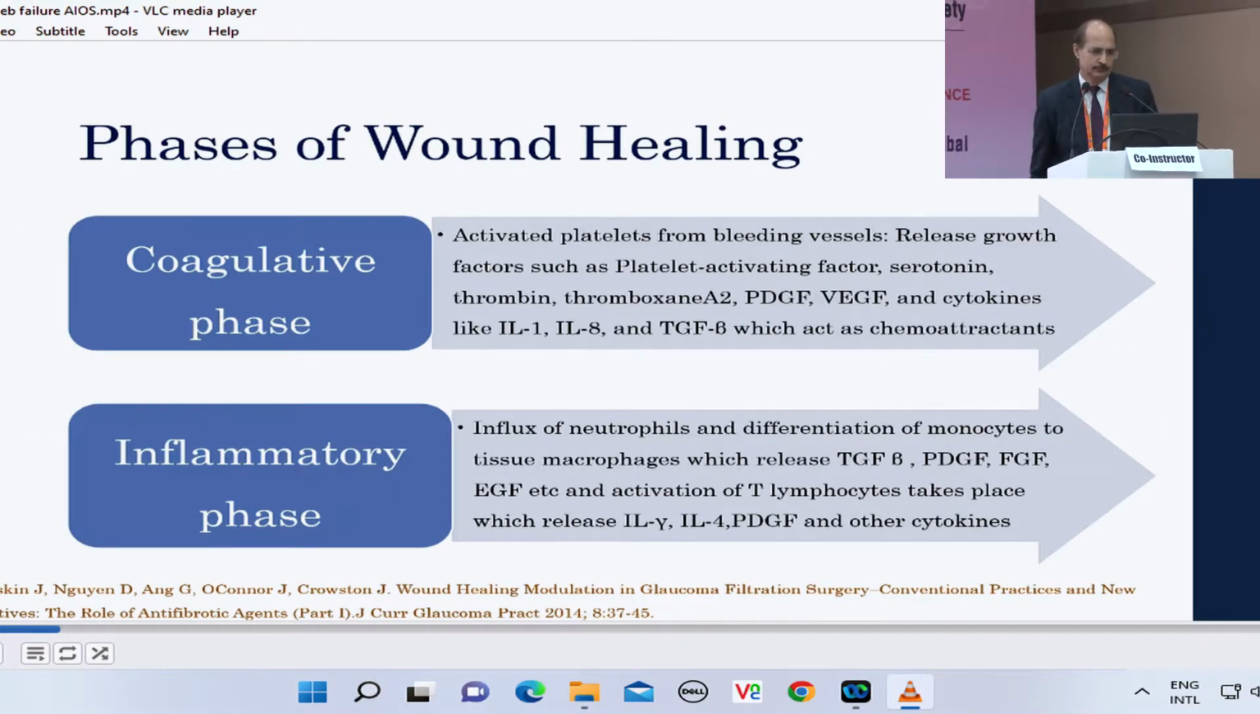In the coagulative phase, the activated platelets from the bleeding vessels release growth factors like platelet activating factor, serotonin, platelet-derived growth factors, VEGF, and various cytokines like interleukins and TGF-beta, which act as chemoattractants. Then comes the inflammatory phase, which causes the influx of neutrophils as early as 24 hours. There occurs differentiation of monocytes to tissue macrophages around day 3, which release TGF-beta, PDGF, FGF, the epidermal growth factor, and simultaneously there is activation of T lymphocytes, which release interleukins, PDGF, and other cytokines, leading to a continuous inflammatory phase.